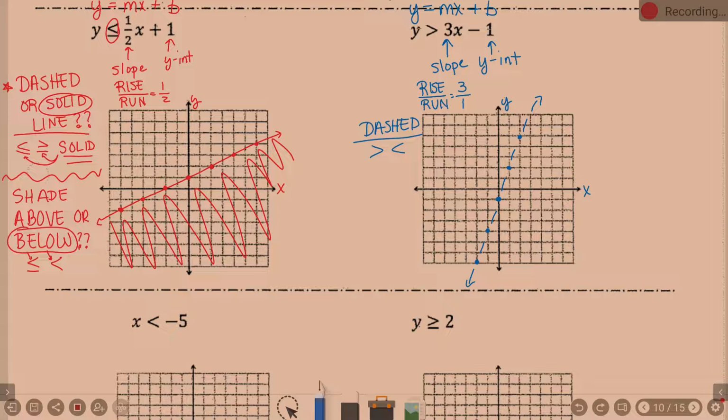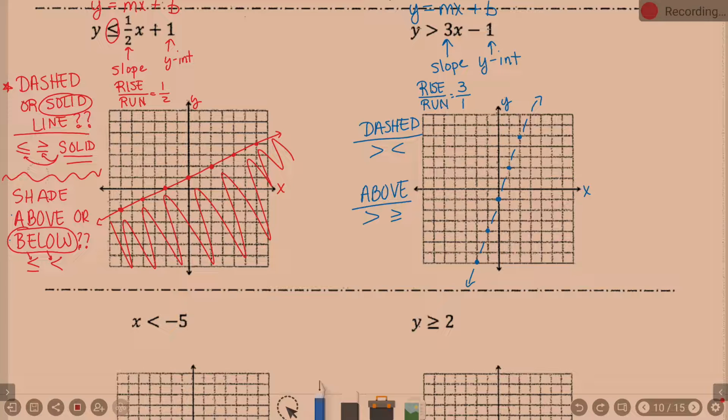Now, the other thing we have to ask ourselves: which side? Your choices, I always use the same words, are above or below. Over here it was less than signs, so we went below. What kind of sign is it over here? A greater than sign. We'll talk about exactly what this means, but any type of greater than sign is going to be above. Does that make sense?